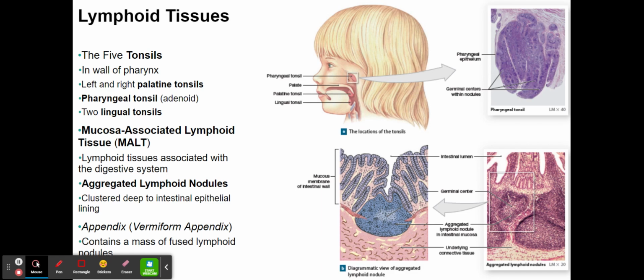The collection of lymphoid tissues that protects the epithelium of the digestive, respiratory, urinary, and reproductive systems is called the mucosa-associated lymphoid tissue, or the MALT. Clusters of lymphoid nodules deep to the epithelial lining of the intestines are known as aggregated lymphoid nodules, or Peyer's patches. Other examples of MALT include the appendix and the tonsils. The appendix, or the vermiform appendix, is a blind pouch that originates near the junction between the small and large intestines. Its walls contain a mass of fused lymphoid nodules.